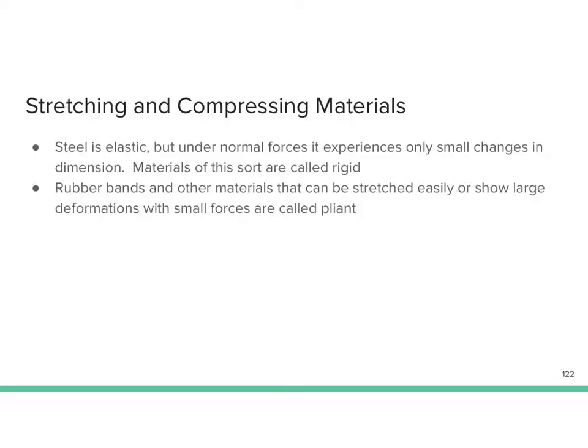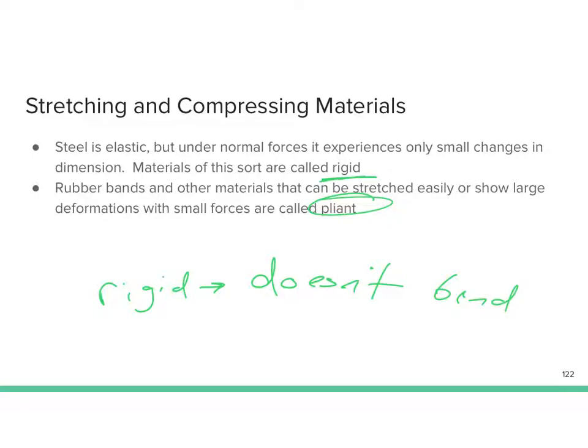Now, steel, to some extent, is elastic, but under normal forces, it experiences very, very small changes in dimension. We call these objects rigid. Rigid means that it doesn't bend. It keeps its shape if it's rotating or if it's having forces act upon it. Rubber bands and other materials that can be easily stretched, we call pliant. But really, these two different types both impact each other, or all rigid objects to some extent are pliant as well.